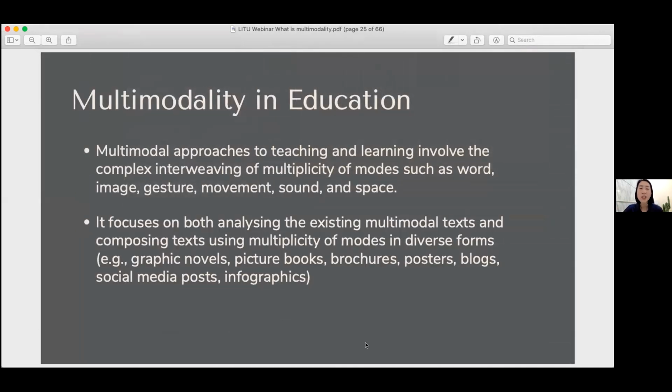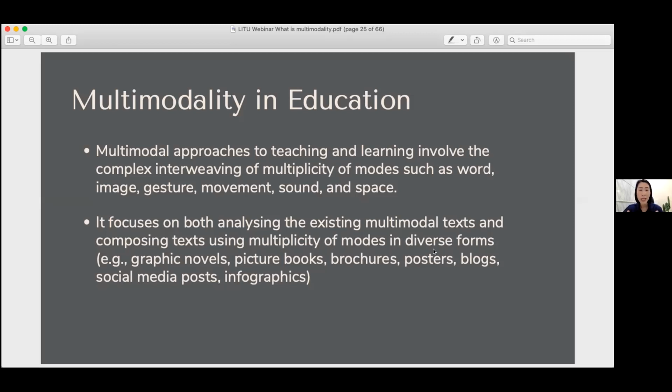So multimodality in education. Basically, if you want to adapt or implement multimodal approaches to teaching and learning, it involves the complex weaving of a multiplicity of modes, right? When you teach or when your students learn, it should involve not just written text, but a multiplicity of modes, such as word, image, gesture, movement, sound, and space. So just let your students know that there is more than words when we communicate, right? And it focuses on analyzing existing multimodal text, which is basically what we just did. So from now on, I will call it multimodal text, standing for every text that is multimodal in nature. And I think it's also important for them to compose text using a multiplicity of modes in diverse forms.